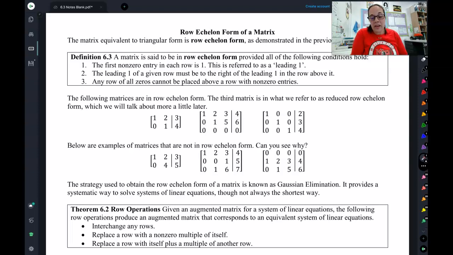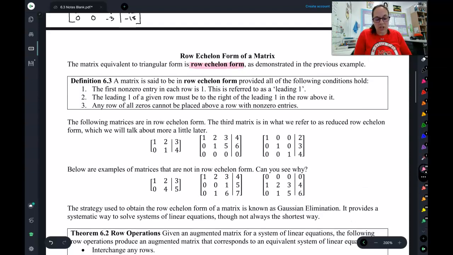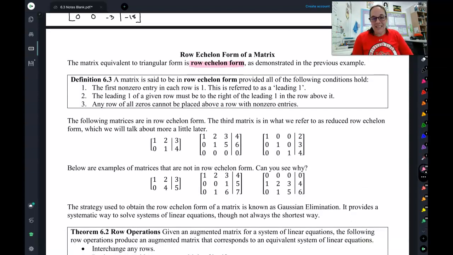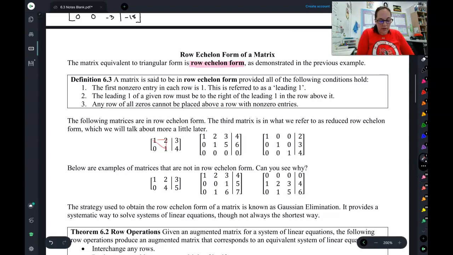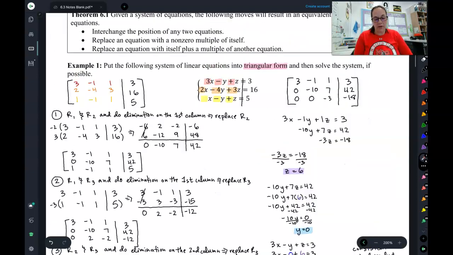Let's introduce our next vocab word. Our next vocab word is row echelon form. Basically, row echelon form is upper triangular form, except for one difference: we have ones on the diagonal. So you'll notice right here, there's our upper triangular form. The only difference is on the diagonal, I make sure to have ones. Whereas that didn't necessarily happen in upper triangular form.